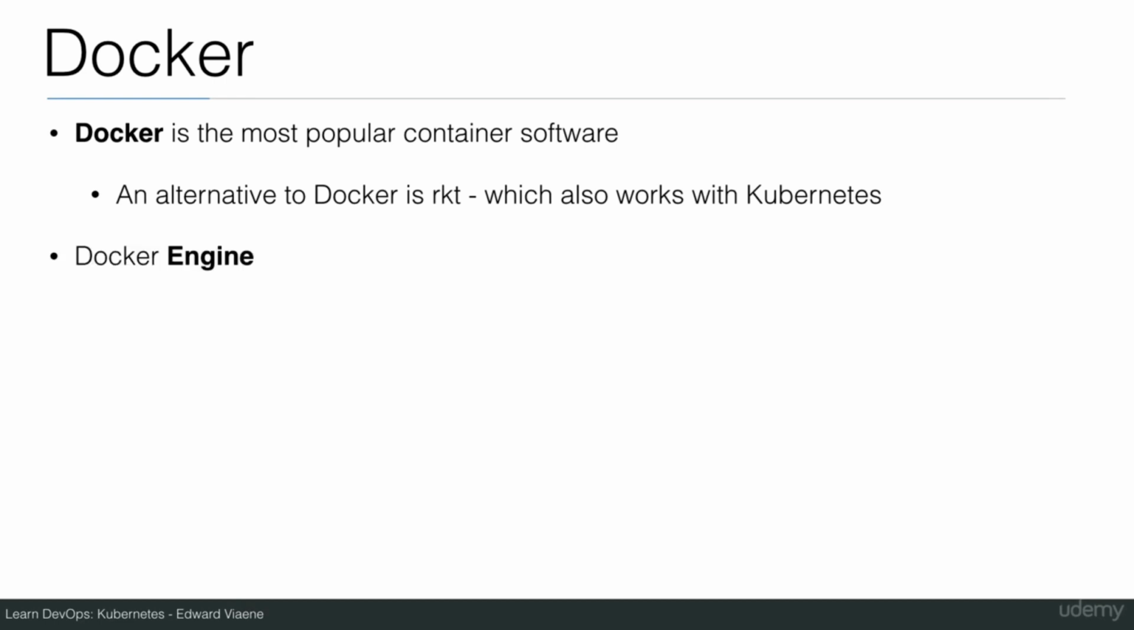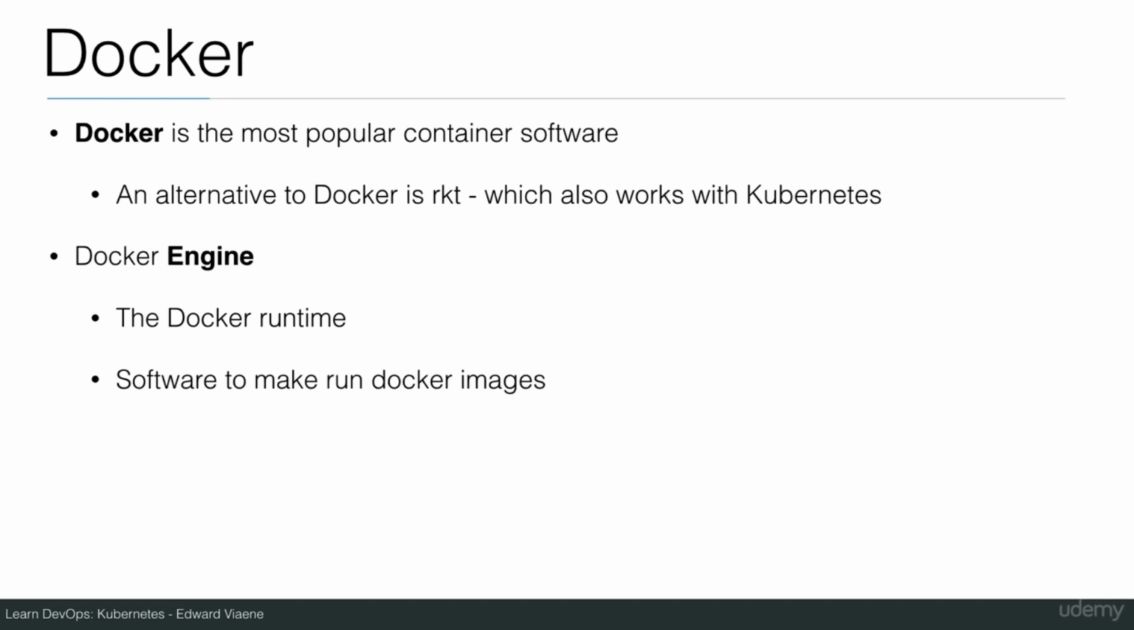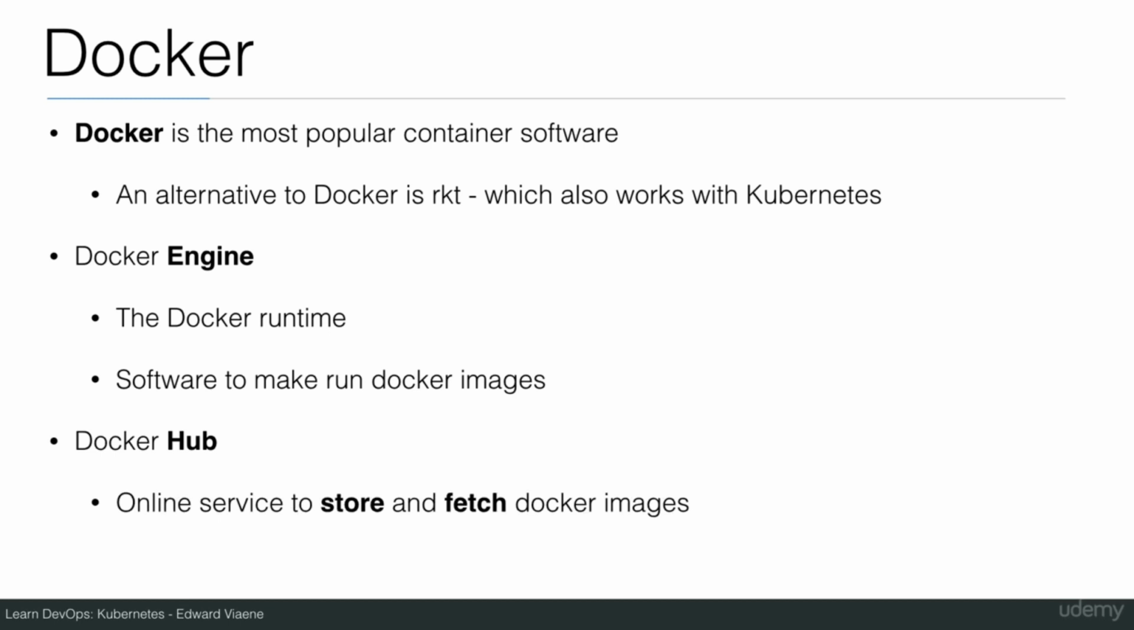Docker consists of Docker Engine. It's a Docker runtime, software to run the Docker images, and also the software that you will use to build those Docker images to then run on your Kubernetes cluster. You also have Docker Hub, which is an online service to store and fetch Docker images. So once you build an image with Docker Engine, you can then store it on the internet using Docker Hub.